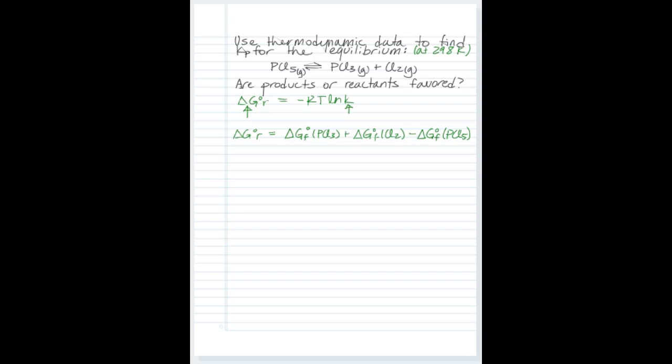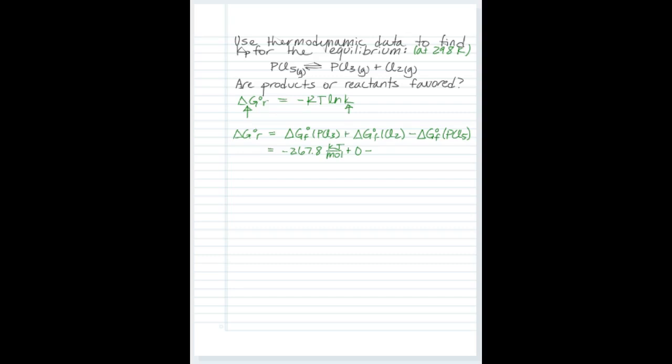So the delta G of formation of PCl3 is negative 267.8 kilojoules per mole. And the delta G of formation of Cl2 is 0 because that's a standard state element, so that makes it easy. And then subtract the delta G of formation of PCl5, since it is a reactant and we're not forming it, we're actually breaking it apart. So we have to change the sign of it, and that's what we do by subtracting it.